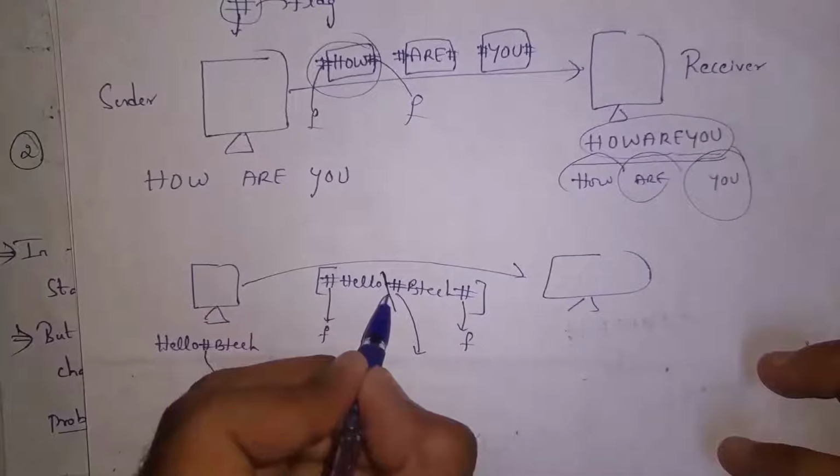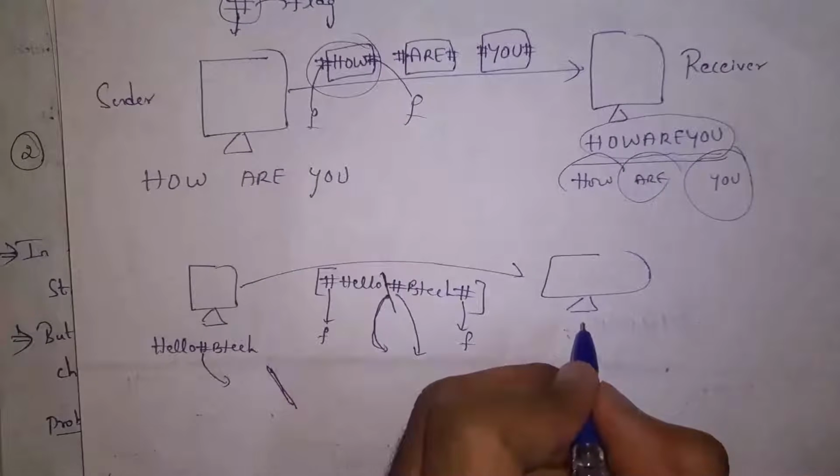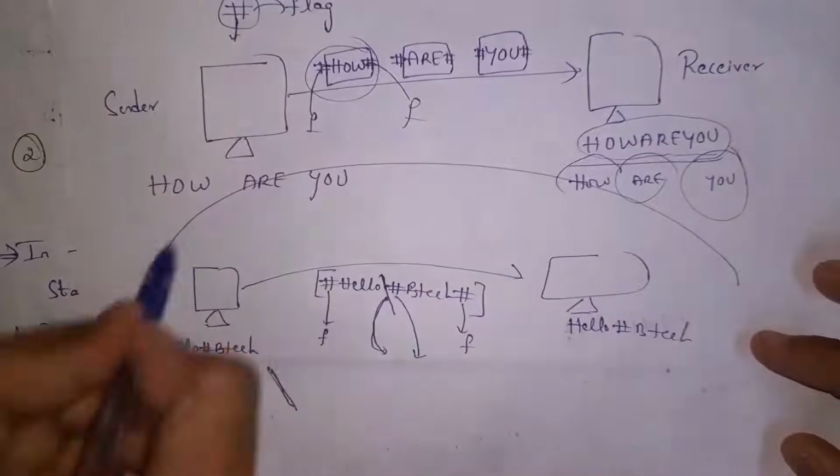Whenever the receiver receives data, the receiver will remove the backslash symbol and then reads the actual data. So the receiver will read hello hash btech. This is all about character stuffing method.